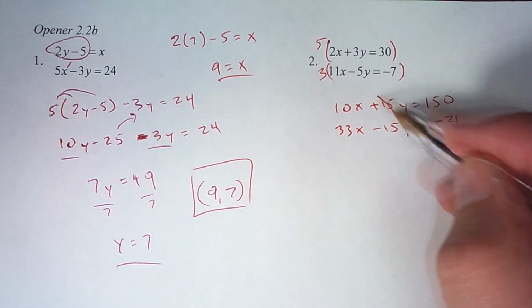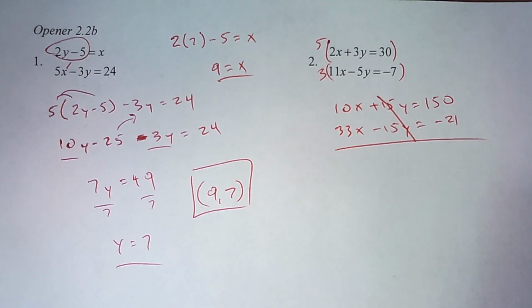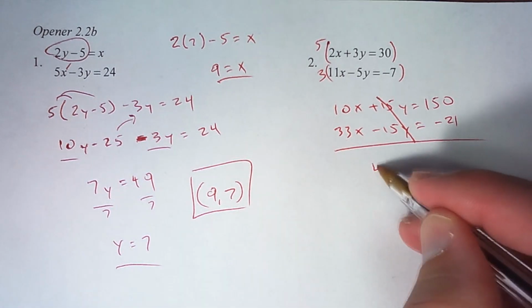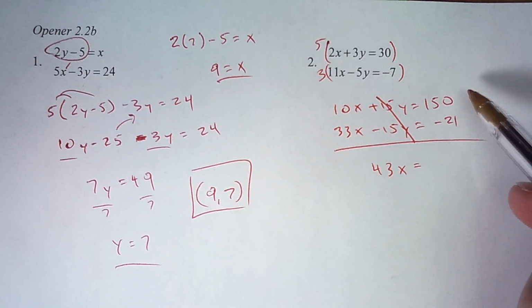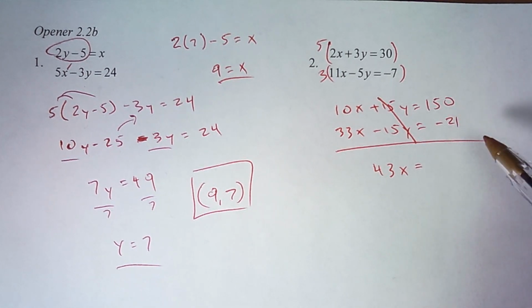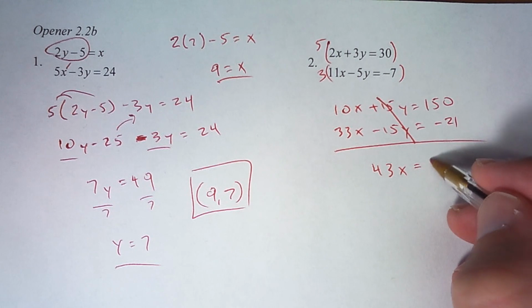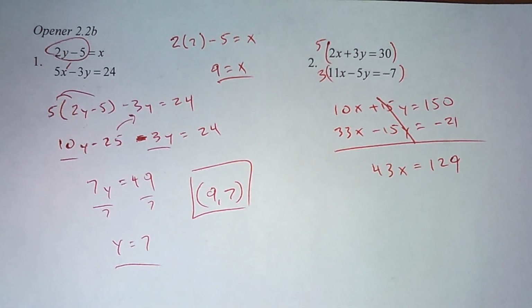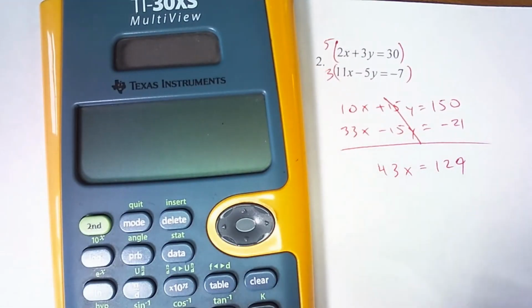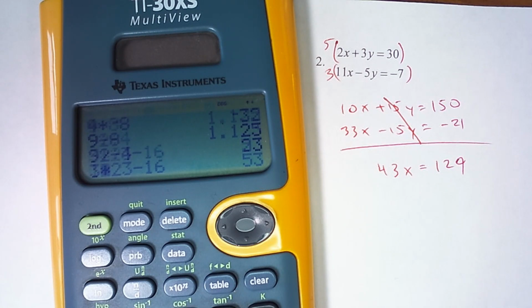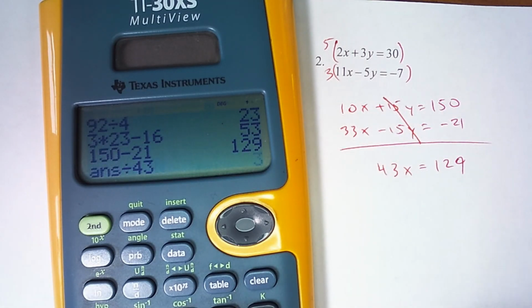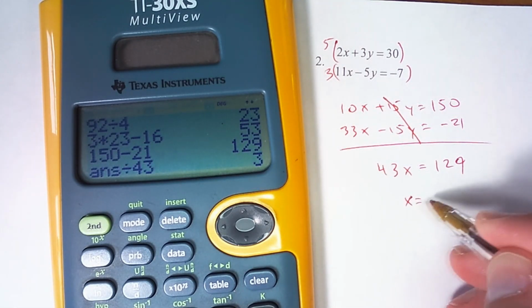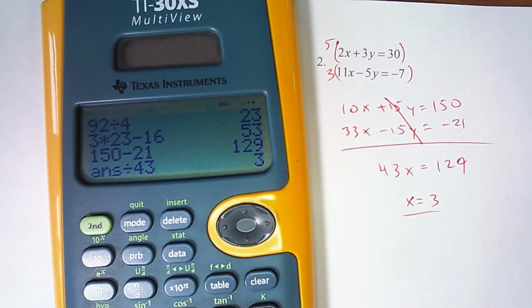Okay, so the y's cancel, and I get 43x equals, and then 150 minus 21 is going to be 129. Okay, so I can pull out a calculator if I want to check that. So I've got 150 minus 21 is 129, and then divide by 43, and I get x equals 3.